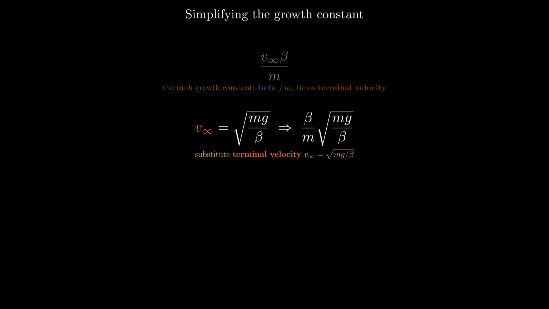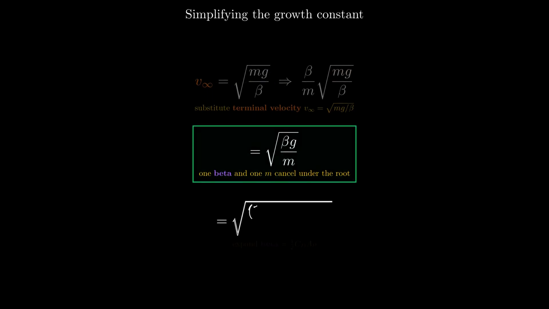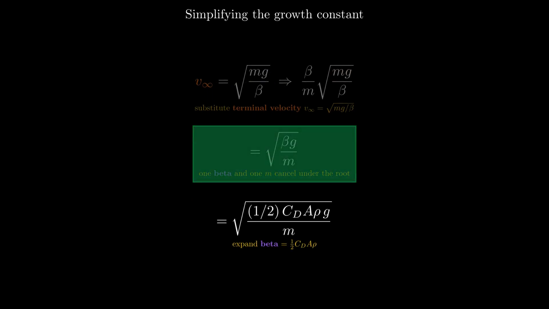One loose end remains: the constant multiplying t inside the hyperbolic tangent. It is v infinity times beta over m. Substitute v infinity equals the square root of mg over beta. Then beta over m times the square root of mg over beta simplifies. Under the root, one factor of beta and one factor of m cancel, leaving the square root of beta times g over m. Written out fully, that is the square root of the quantity 1/2 c sub d times the area A times rho times g, all divided by m, so the growth rate of the velocity is set by the drag constants, gravity, and mass.